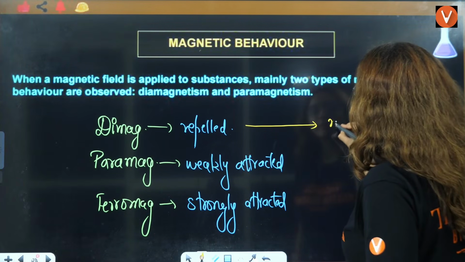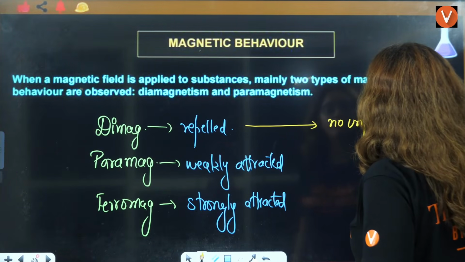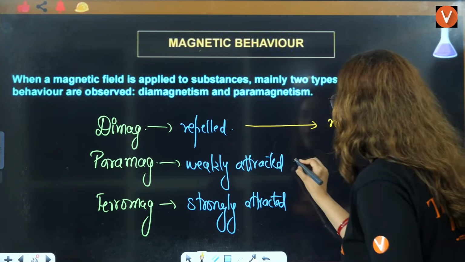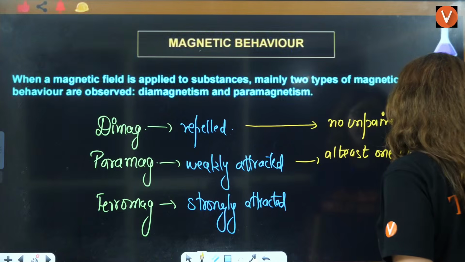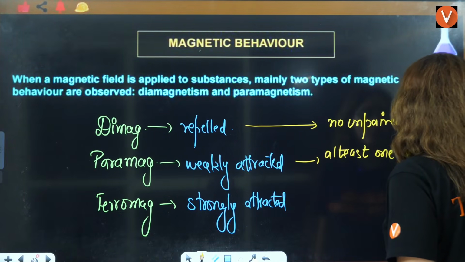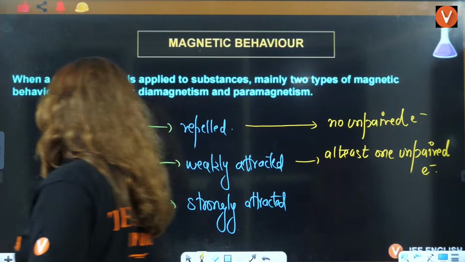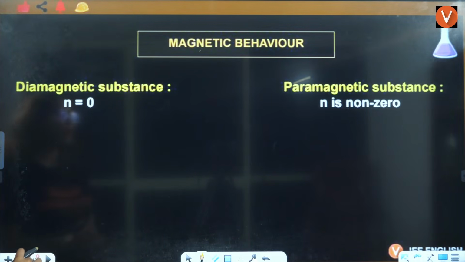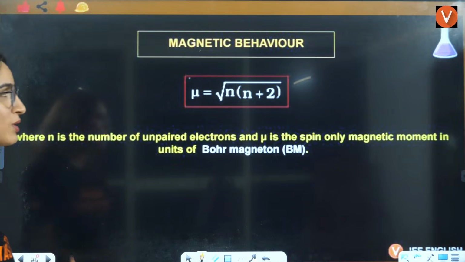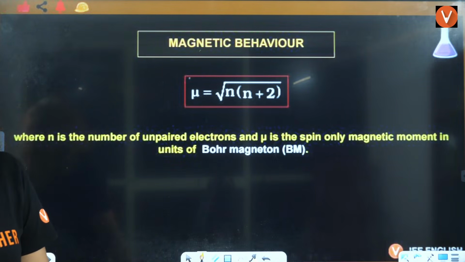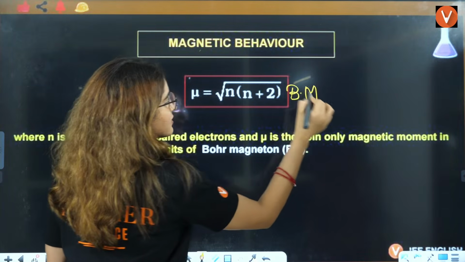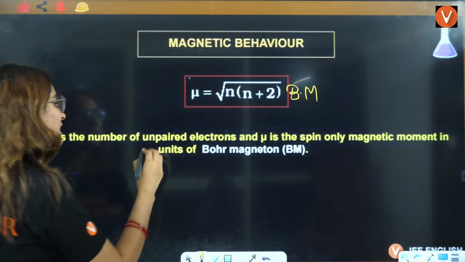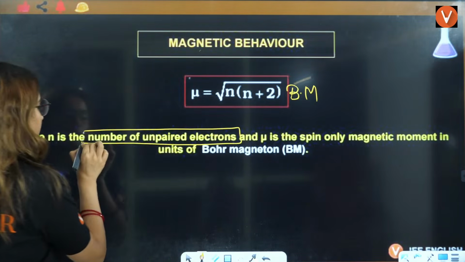For diamagnetic, there is no unpaired electron. But for paramagnetic, at least one unpaired electron should be there. So let's talk about this. What is the formula? One of the students told it in the chat box only. So mu is equal to root of n(n+2) Bohr magneton. That is the magnetic moment, where n is the number of unpaired electrons.